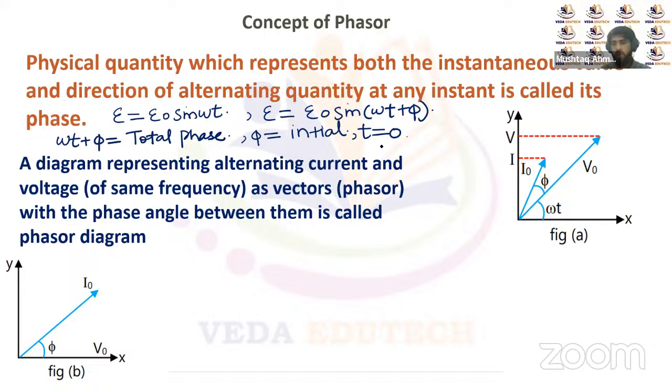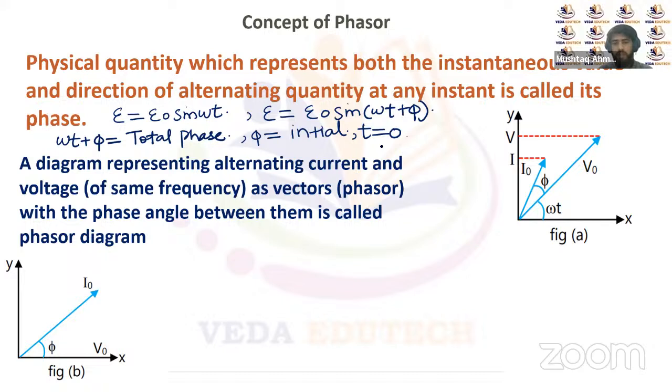So mathematically omega t plus phi is an angle, but physically it gives us the instantaneous value of the current or voltage. Apart from that, it also gives us the direction of the change in current or voltage at that instant. So phi is the initial phase, and omega t plus phi we call the total phase.